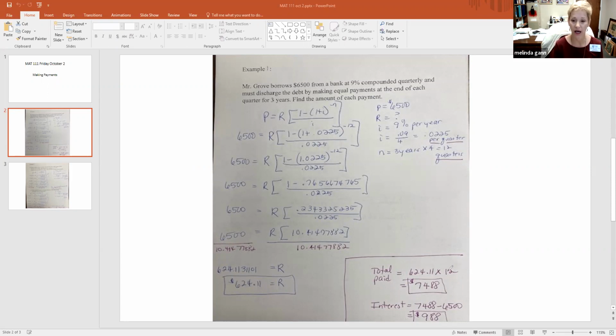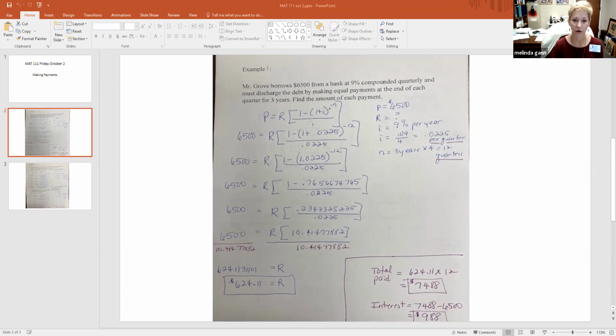So I said that number times 12. So by the end of the time, I've really paid more than $6,500. I paid $7,488. That's the total amount that I paid back at the end. So what if I ask you, how much interest did you pay? Interest is always your end amount minus your beginning amount. So I borrowed $6,500 and I paid back that much. So the difference would be $988. So I paid my $6,500 that I borrowed, plus I paid an extra $988 in interest.